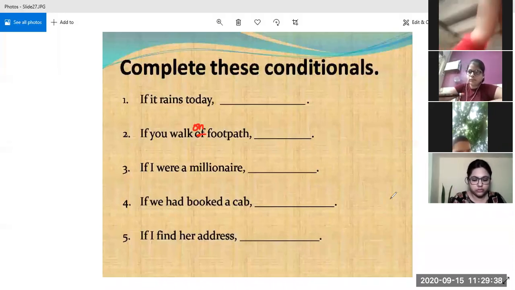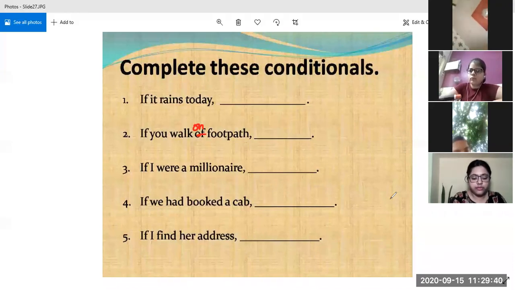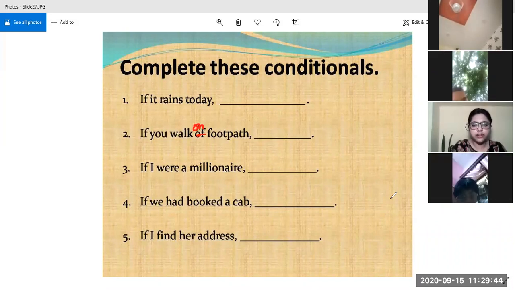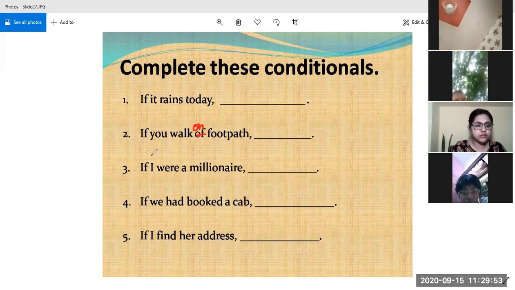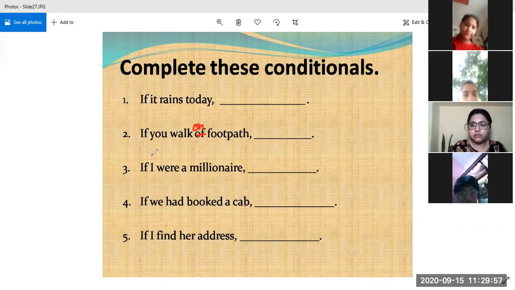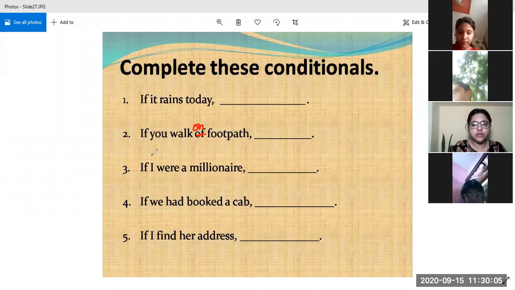Very good. Or we would have reached on time. Anything you can write, but your structure should be correct. Good. If I find her address, then what will happen? Tanishka will answer this. Ananya, I think there's some problem. Manjari, can you hear us? If you can give the answer for the fifth one.